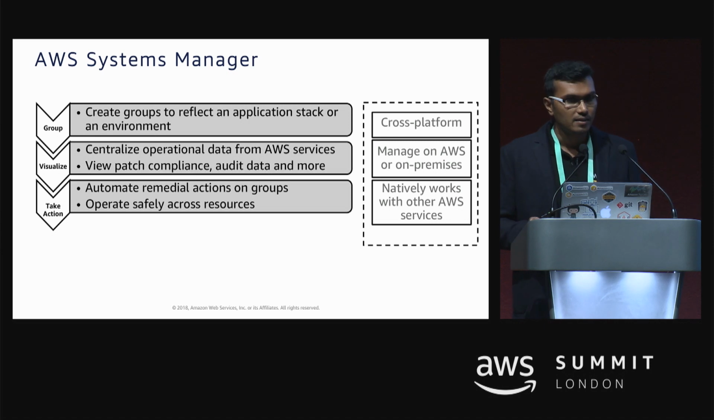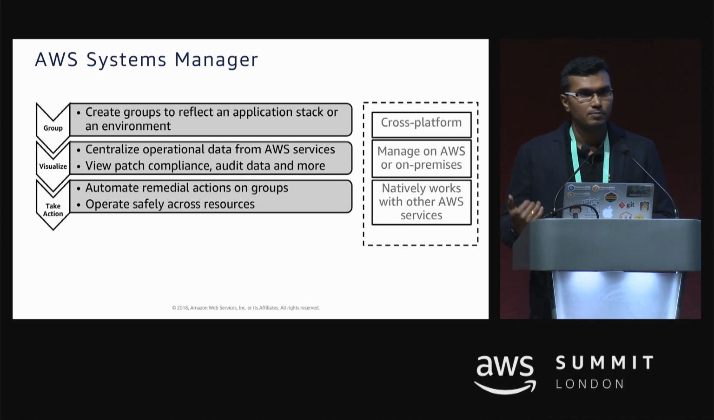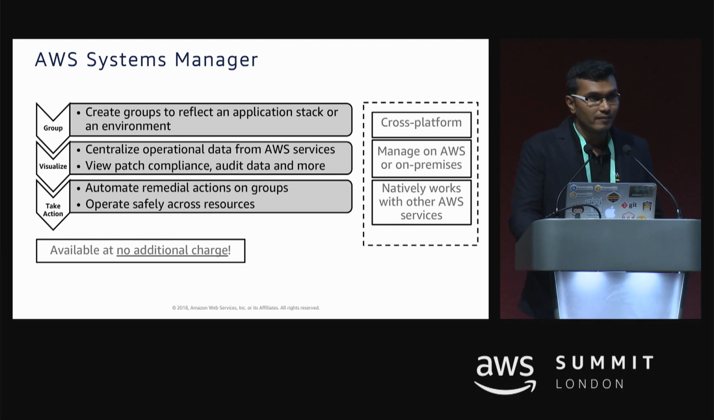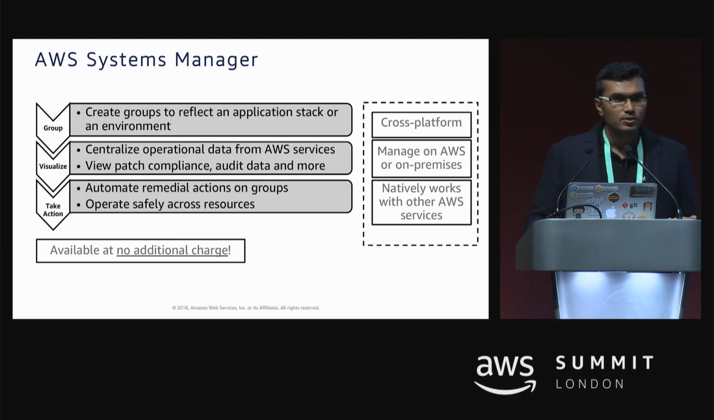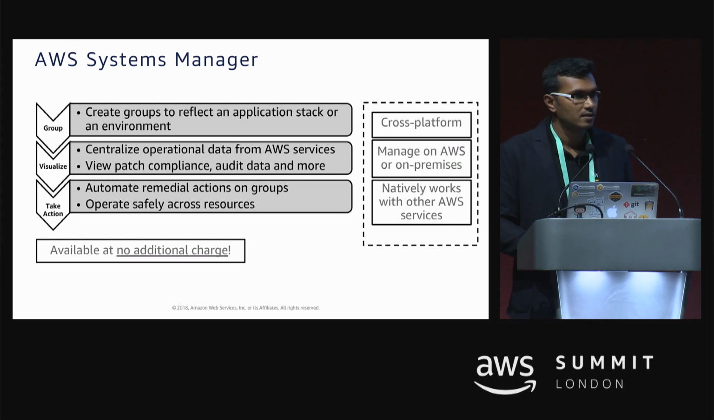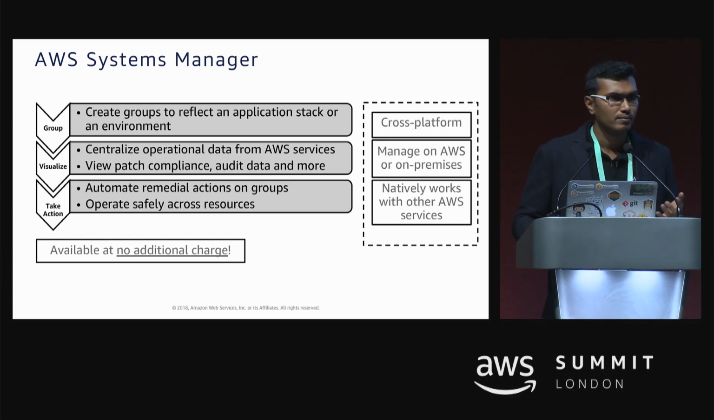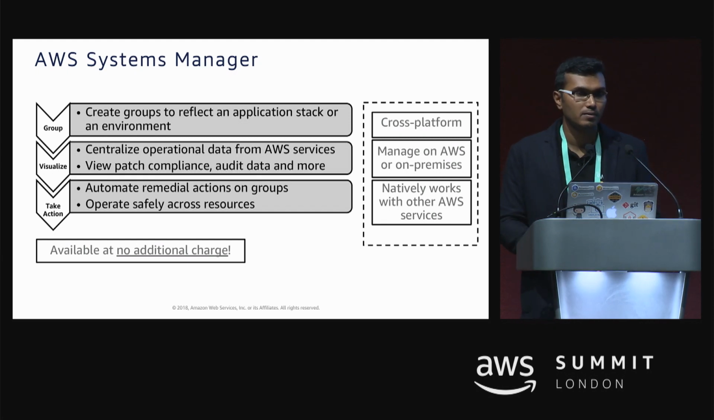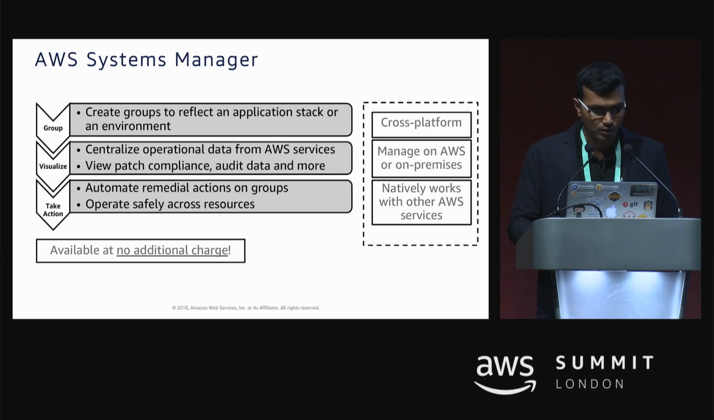Now, Systems Manager is cross-platform, which means it supports multiple flavors of Linux, Red Hat, SUSE, CentOS, and multiple flavors of the Windows operating system. You can use it to manage resources both on-premises as well as on cloud, and it has native inbuilt support for other AWS services. Systems Manager is available to you at no additional cost. You might be charged for some of the resources like EC2 instances, or some cost for the storage you might use for things like output or inventory, but Systems Manager is made available for you at no additional charge.